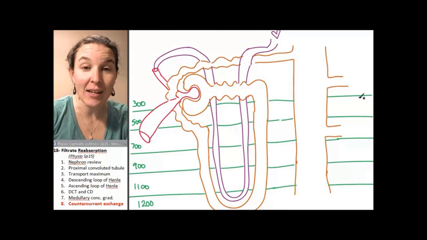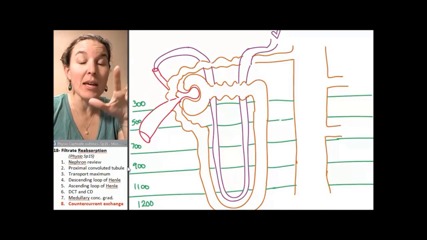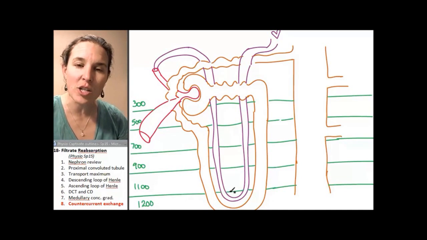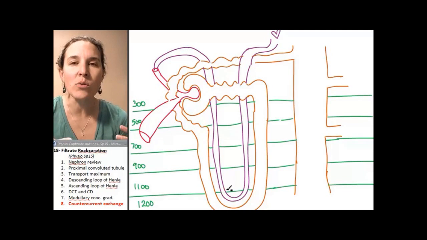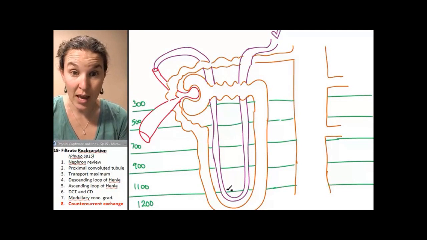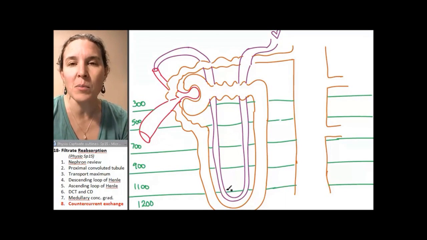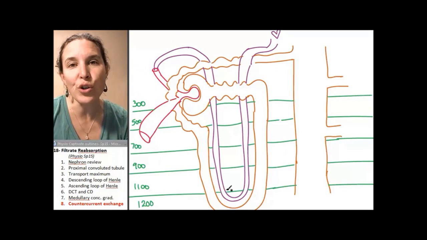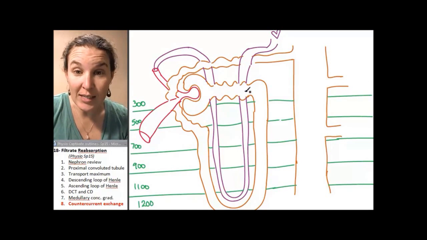Look at this. Okay, we know that in the interstitial fluid, we've got this crazy concentration gradient. And the question is, as we're moving solutes in and out, and as we're moving water in and out, and changing the concentrations of the filtrate, how do we pick that up in the bloodstream? It has to do with this amazing setup called a countercurrent exchanger. So watch. We know that the filtrate is coming in at 300 milliosmoles.